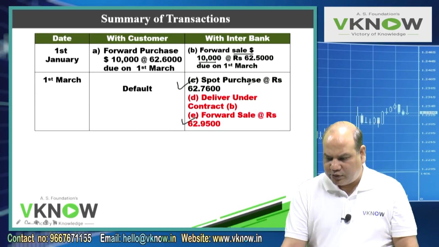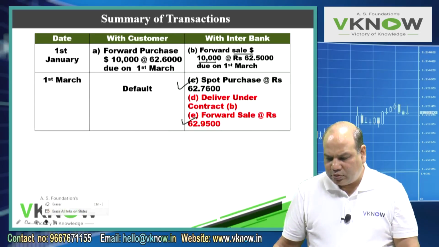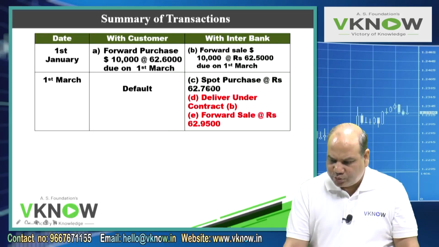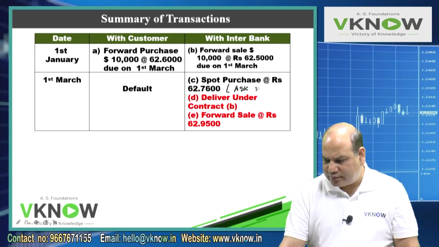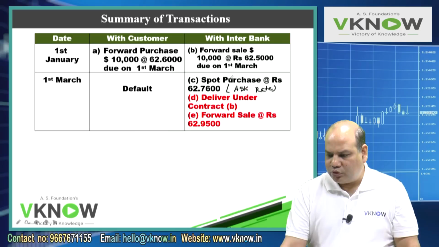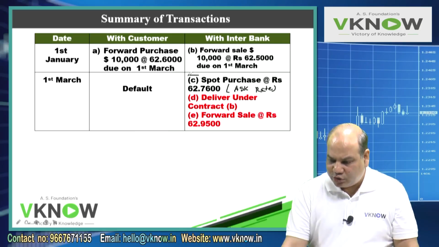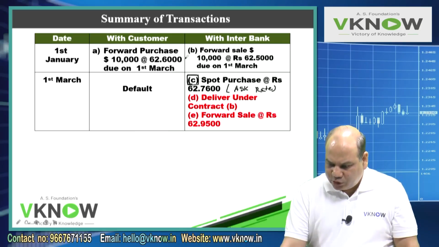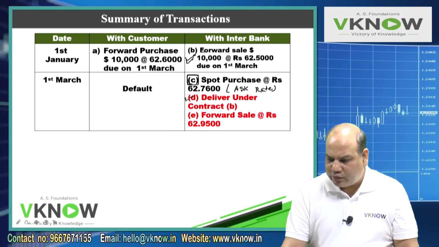Okay. So write down spot purchase. Spot purchase at the rate of rupees 62.7600. So here we will apply the ask rate. So it will purchase $10,000, and then this $10,000 which it has purchased will be used to satisfy contract number B, where you have an obligation to deliver $10,000. So deliver under contract B.